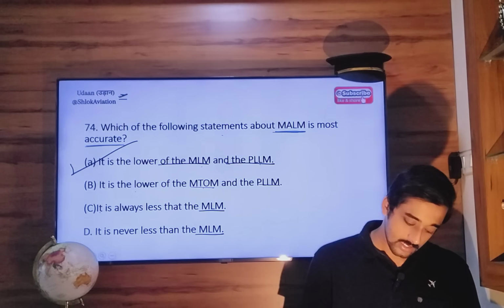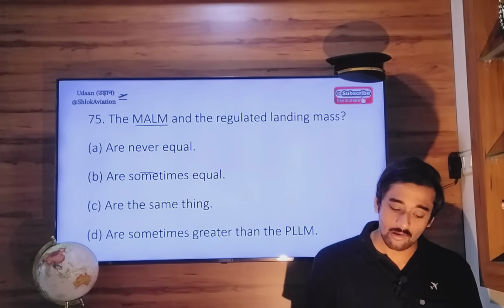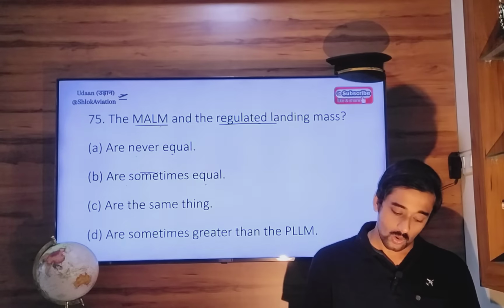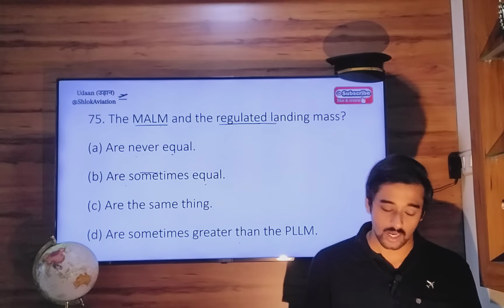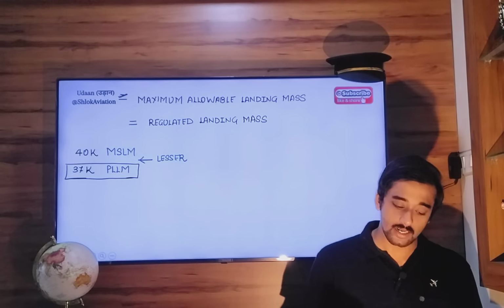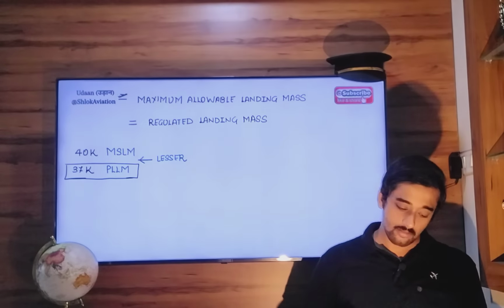Okay. 75. The maximum allowable landing mass and the regulated landing mass are never equal, are sometimes equal, are the same thing, or sometimes greater than performance limited landing mass. So the correct answer is they are the same thing. Like I said, maximum allowable landing mass equals regulated landing mass.